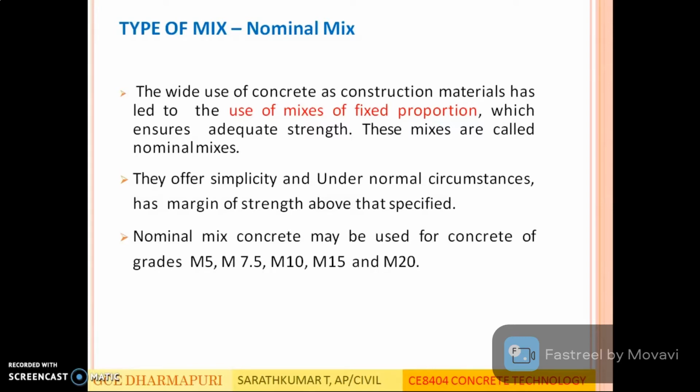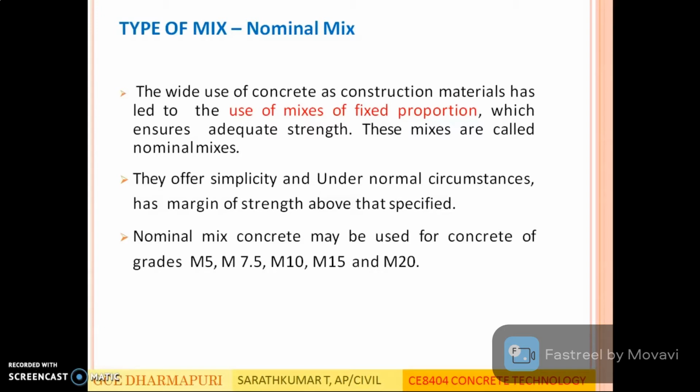So in nominal mix you have a set of standard proportions. Cement is to fine aggregate is to coarse aggregate, 1 is to 2 is to 4. Normally the fine aggregate and coarse aggregate are in the ratio 1 is to 2. So 1 is to 1 is to 2, cement is to fine aggregate is to coarse aggregate. These are fixed. We won't be doing any calculations. But this is preferred only for low grade concretes, meaning low strength concretes, up to M20 only. Even for M20 nowadays we are doing mix design only. So the proportions of coarse and fine aggregate and cement are all fixed.